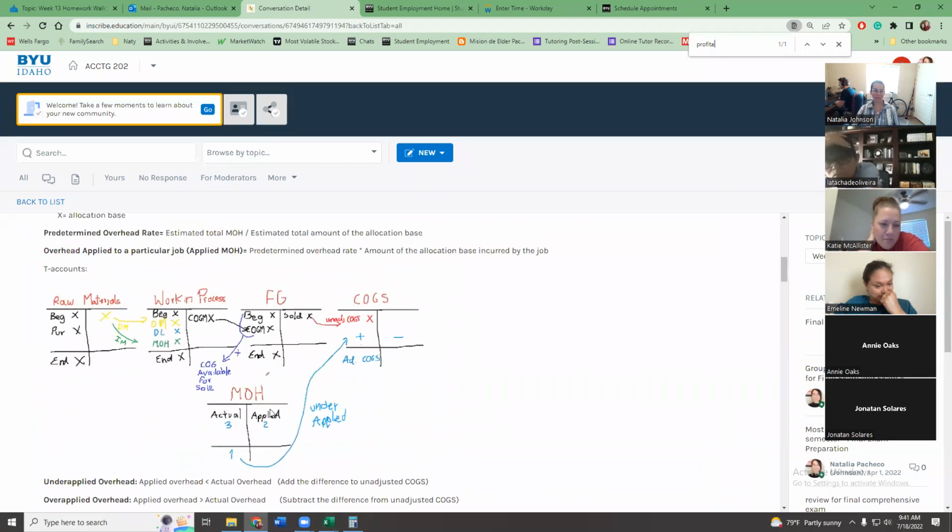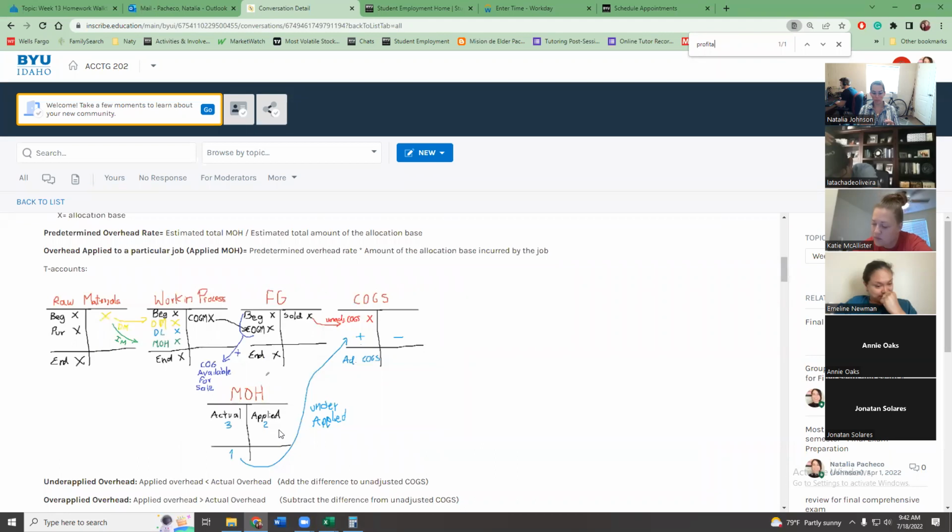With this one, I think the thing that I would ask the most is if it's under applied or over applied. So you have to find the applied manufacturing overhead, and the actual goes in the left side of the T account of manufacturing overhead, the applied in the right. And then you have to adjust cost of goods sold depending on the difference of actual and applied.